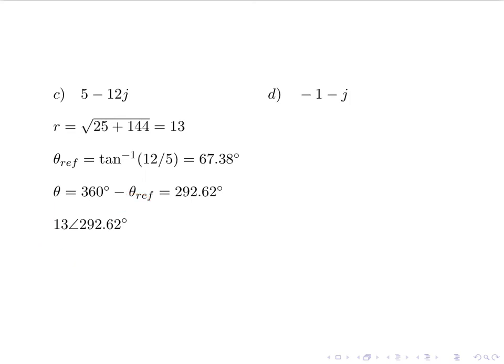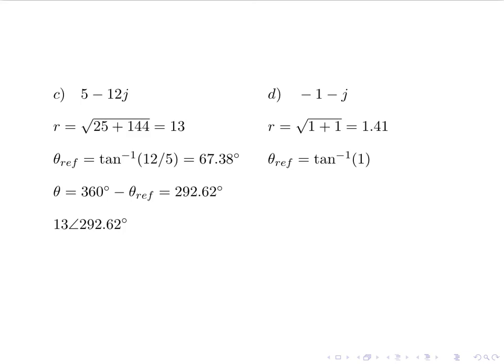How about -1 minus j? R equals the square root of 1 plus 1. A is -1, B is -1. When I square them both, I get +1. And that is the square root of 2, which is 1.41, rounded to the nearest hundredth.